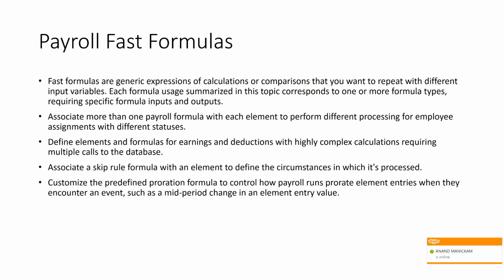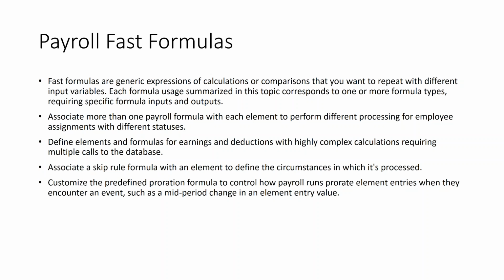Now, another usage of fast formula is for having the skip rule, which is the fourth point here. Skip rules are kind of like an eligibility profile. Using a skip rule, we can skip the processing of the element for certain employees. So we can create the skip rules, attach them to the element, and then when we run the payroll, that particular element is skipped for processing for those assignments, as configured in the fast formula.